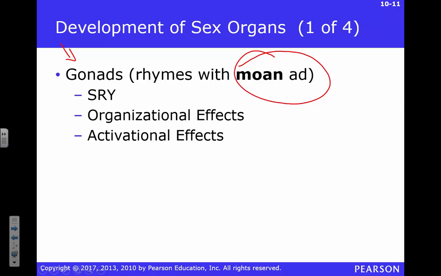If we talk about gonads, we're thinking ovaries and testes, right? What we do want to think about is the difference between an organizational effect and an activational effect, and both of these are talking about hormones, okay? And this is going to be an important theme that we're going to talk about today. We're going to talk about hormones over the next couple weeks and the influence of hormones on your behavior, right? When we think about organizational effects, we're really thinking about early development.